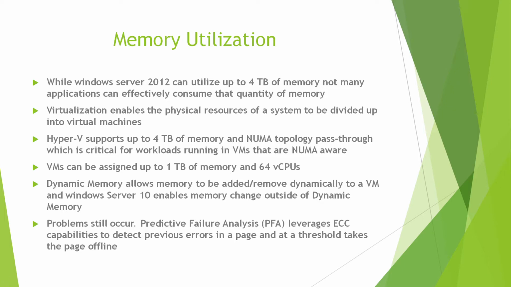Windows 2012 can use up to 4 terabytes of memory, but realistically, not many applications can use that much memory. Most applications will max out way before they reach the 4 terabytes of memory. Therefore, memory is not being used in an efficient way. So it's much more efficient to use virtualization. By using this technique, we can cut the hardware resources into lots of virtual machines and assign them a certain amount of memory, a certain amount of virtual CPU, and so on.